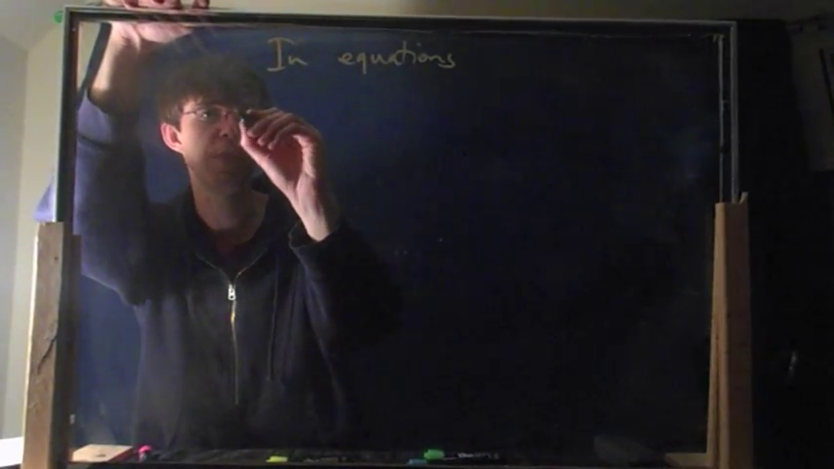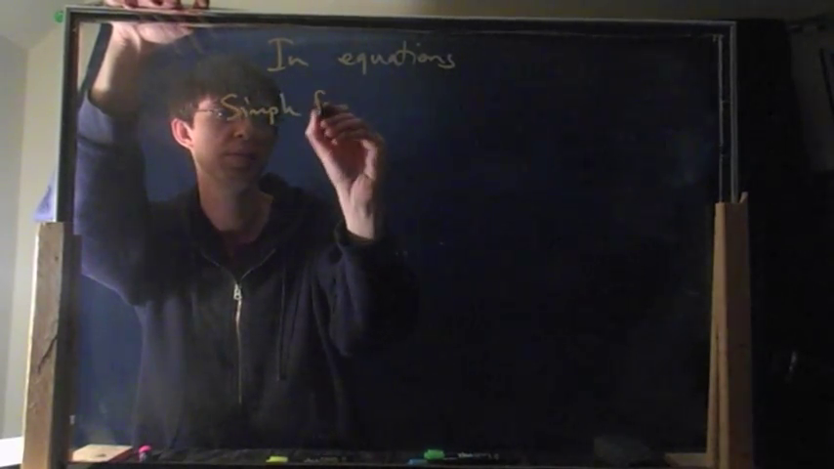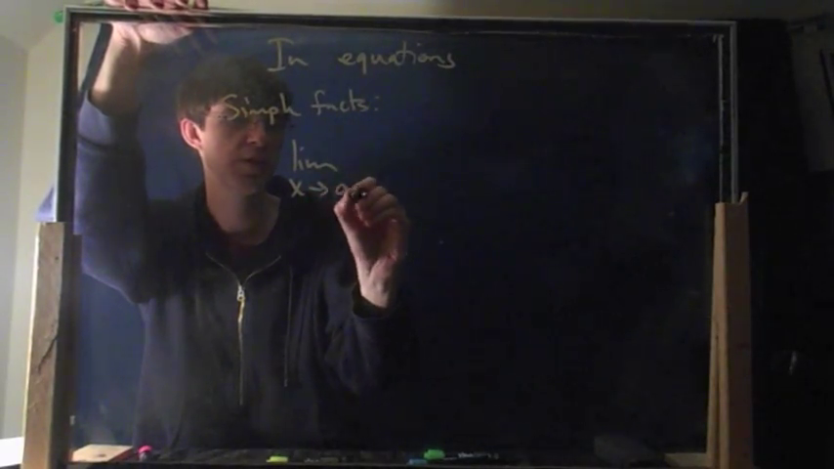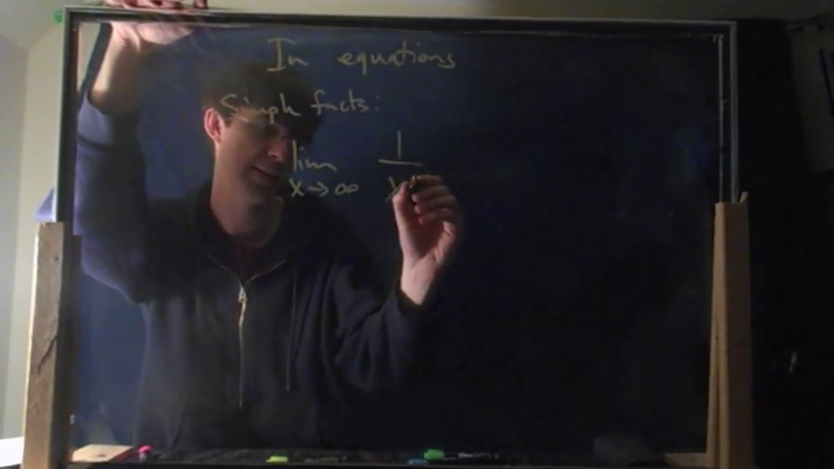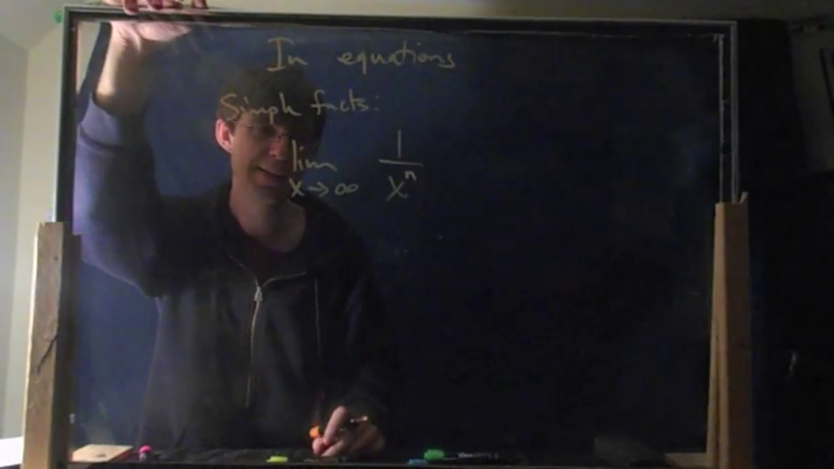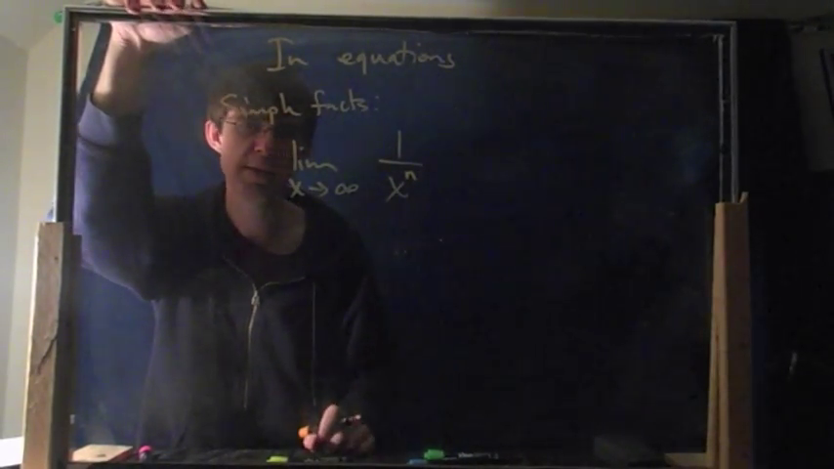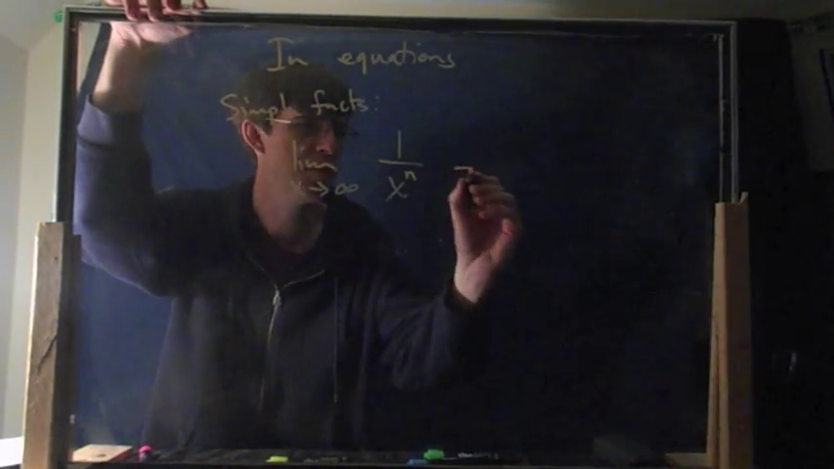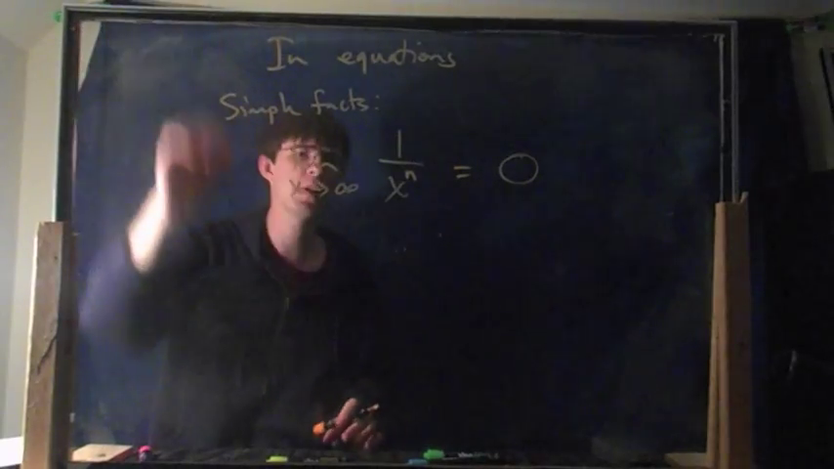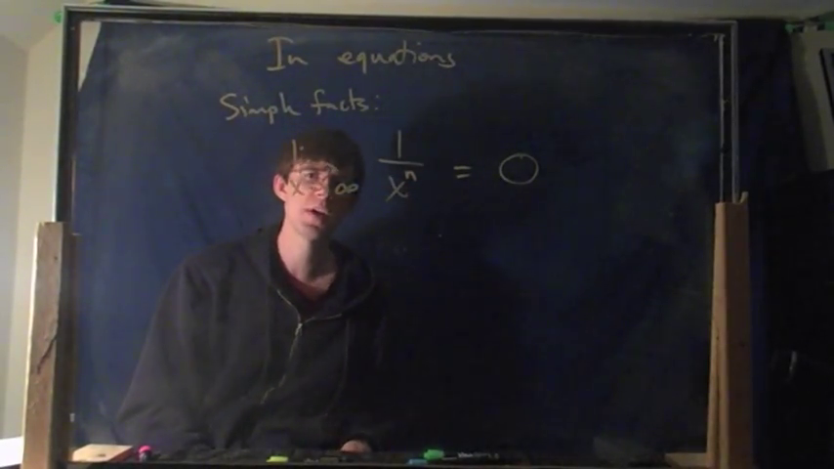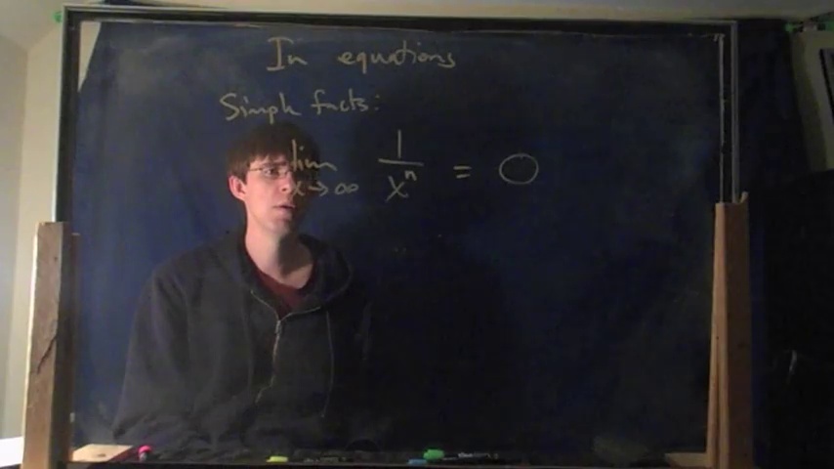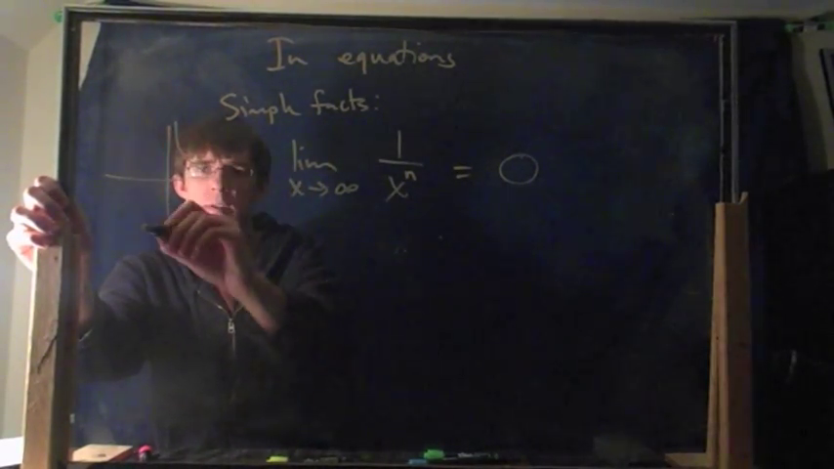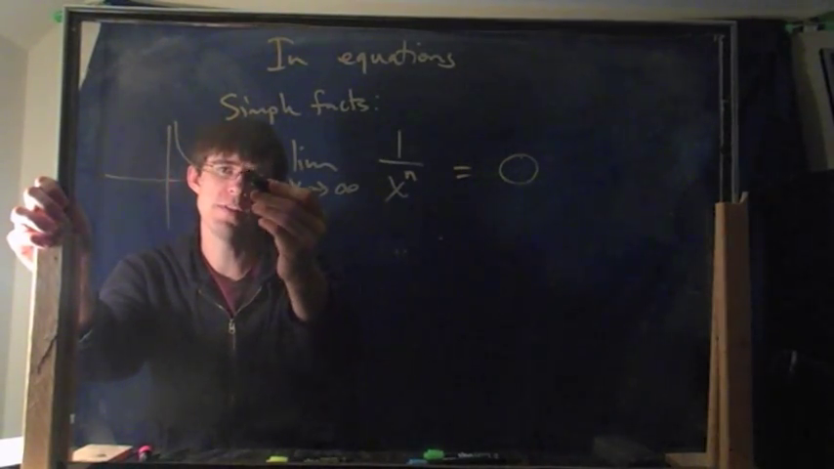Here are two simple facts. The limit as x goes to infinity of 1 over x to the power n, where n is a positive number, so I'm talking about something like 1 over x squared or 1 over x cubed or whatever, equals 0. If you don't believe me, you can try to draw a graph of one of those, 1 over x squared or even 1 over x to the first power. You know, 1 over x looks like this, right? In fact, they all look like this, at least on this side.